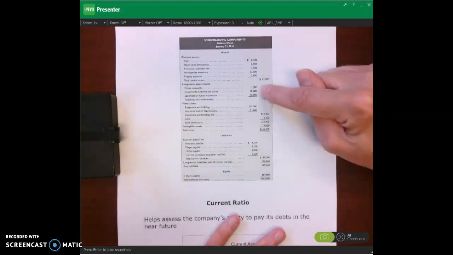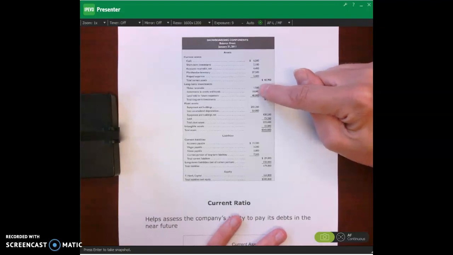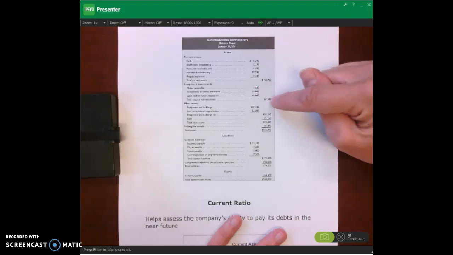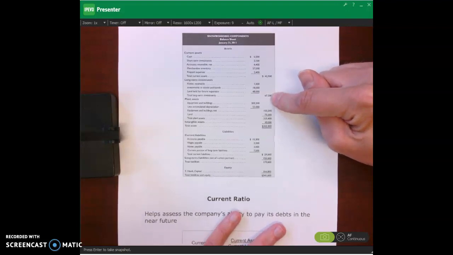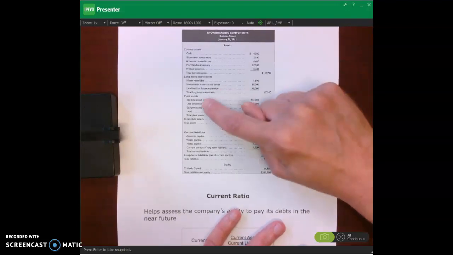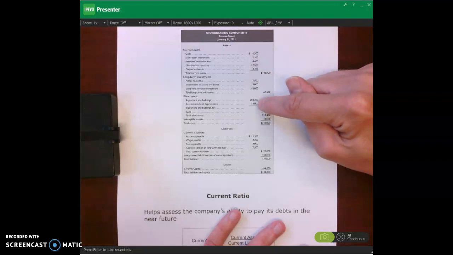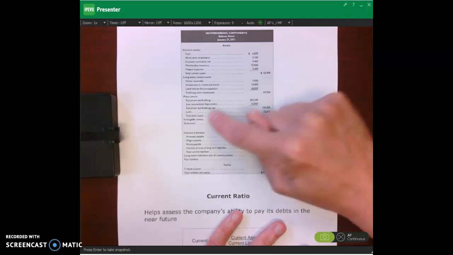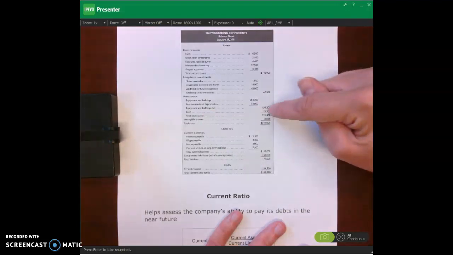Then we have our long-term investments: investment in stocks and bonds of $18,000, notes receivable of $1,500, land held for future expansion of $48,000, total long-term investments of $67,500. Then we have our plant assets, $203,200 for our equipment and buildings, less our accumulated depreciation, gives us our equipment and buildings net of $152,200.